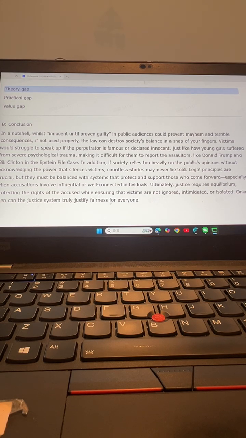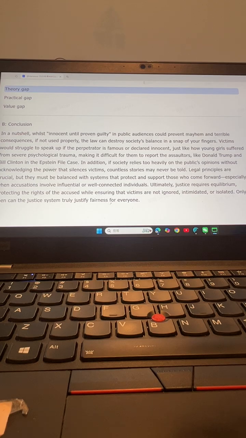Anyways, first I talked about the bad thing about it, so it can prevent the good thing about it, so it can prevent mayhem and terrible consequences if not used properly. And then I said that the law can destroy society's balance in the snap of your fingers, to give the readers an idea of how fast it can be. Of course, it's not going to be in the snap of your fingers, but it's going to be very quick.